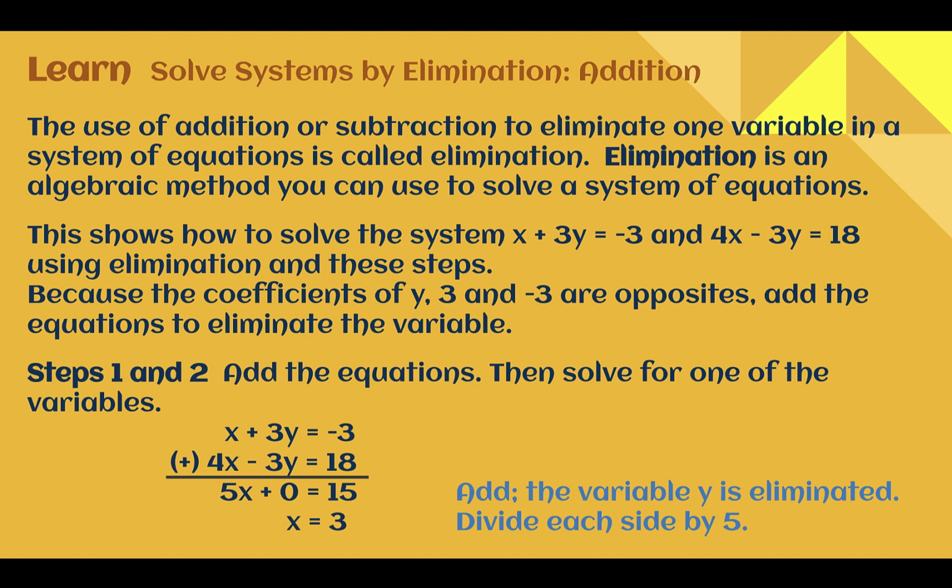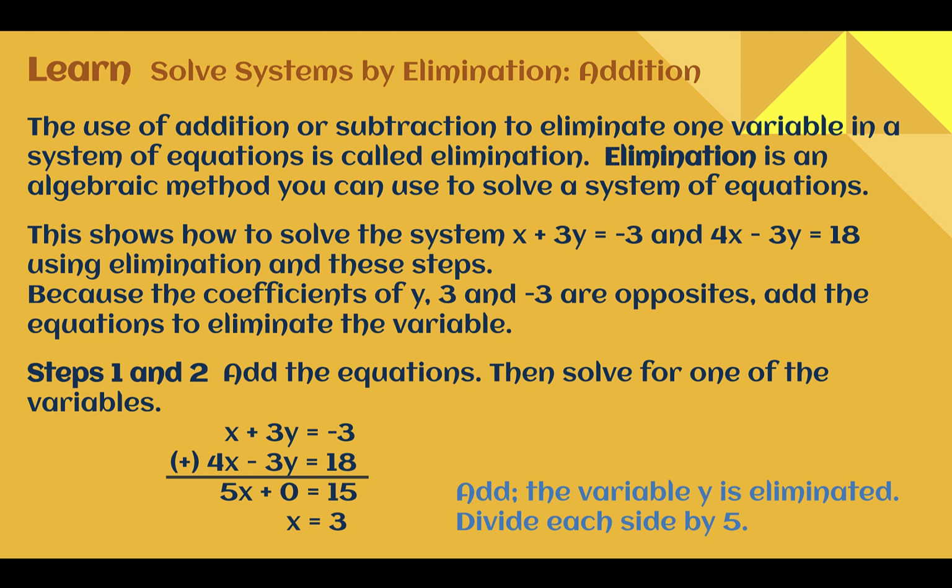And elimination is going to either be done by adding, subtracting, or multiplication first, then followed by adding or subtracting. So the use of addition or subtraction to eliminate one variable in a system of equations is called elimination, since one of the variables is eliminated. Elimination is an algebraic method where we can use it to solve our systems of equations. So let's look at how to solve using the example they gave.